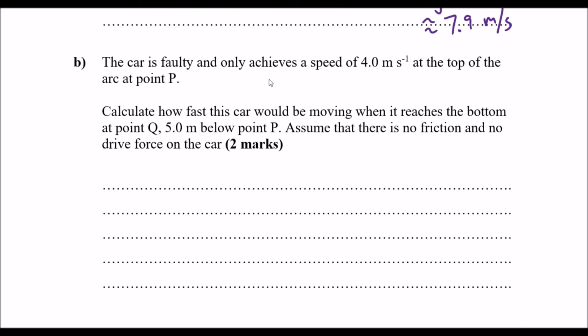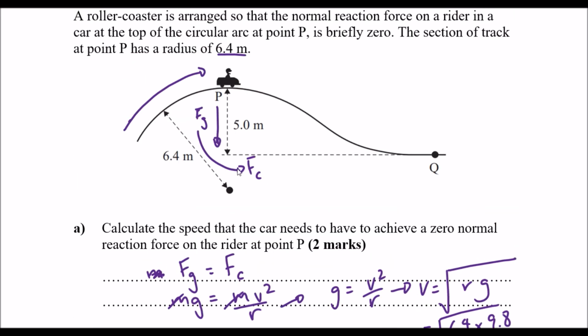The car is faulty and only achieves a speed of 4 meters per second, so about half the speed at the top of the arc at point P. Calculate how fast this car would be moving when it reaches the bottom at point Q, which is 5 meters below point P. Assume that there is no friction and no driving force of the car. So our rider is coming down here. There is a drop of 5 meters. Their velocity at this point is 4 meters per second.